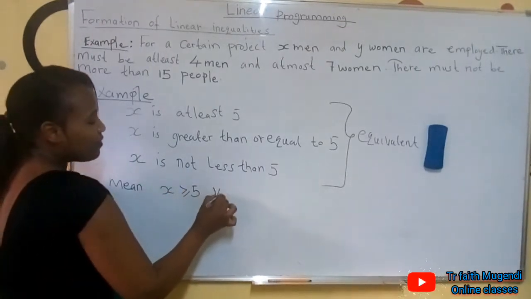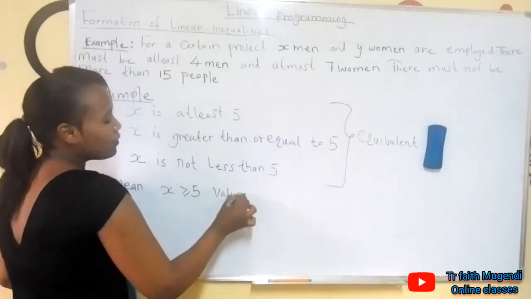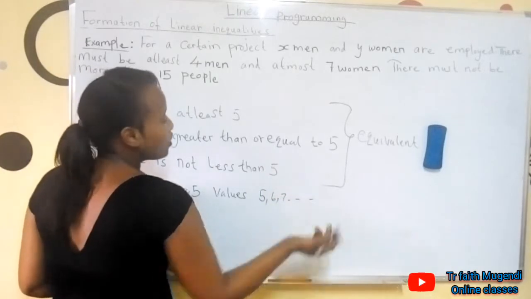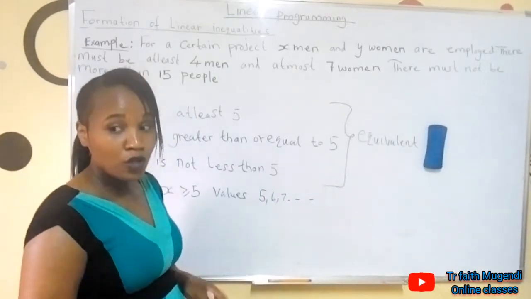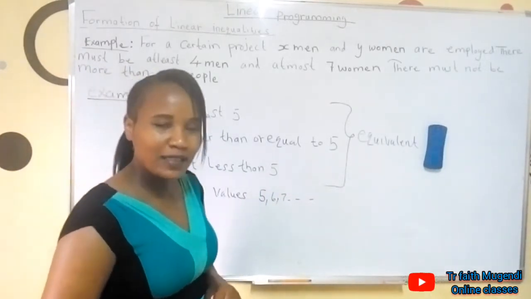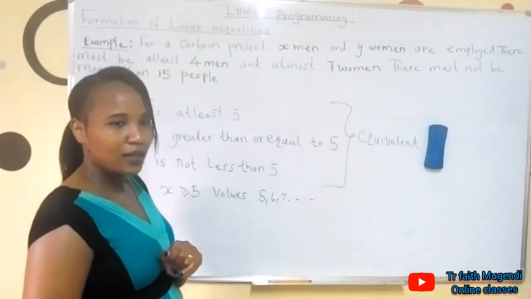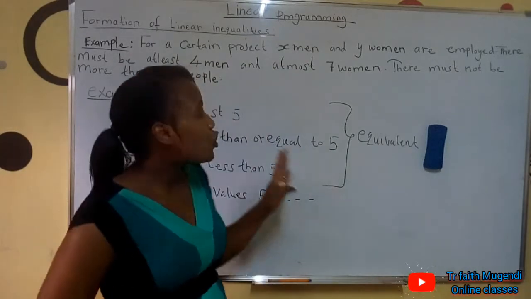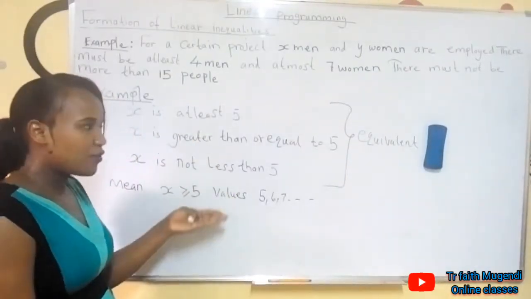And it can take values like 5, 6, 7, all the way. So that is golden tip number 1. Golden tip number 2 is actually the opposite of this.